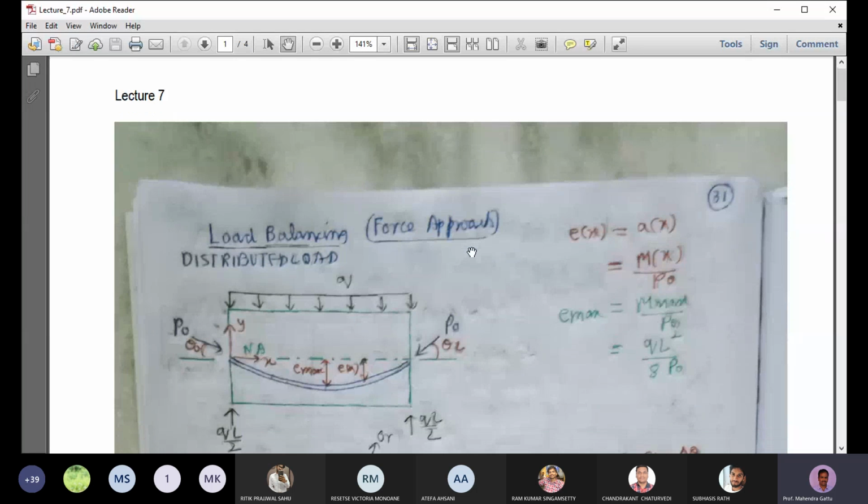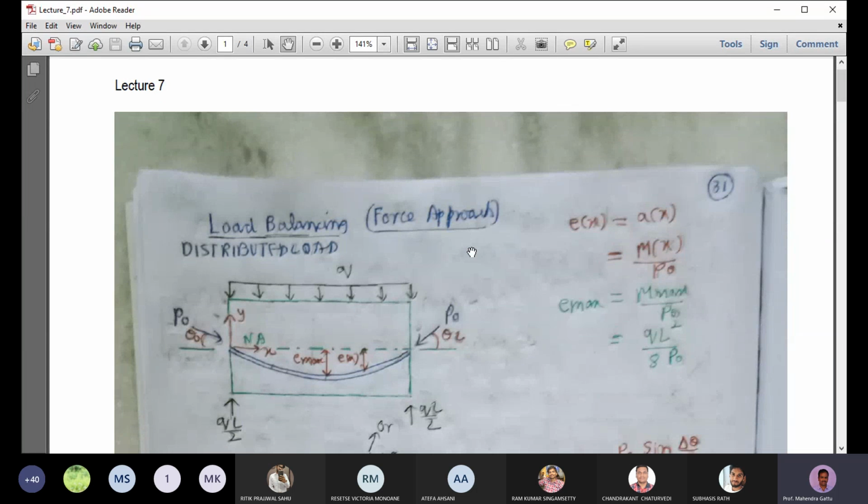Okay, so in yesterday's class, I introduced the concept of load balancing using the pressure line diagram. We plotted the pressure line for a straight cable which was concentric with the neutral axis. Then we gave an eccentricity e(x) such that e(x) is equal to a(x).